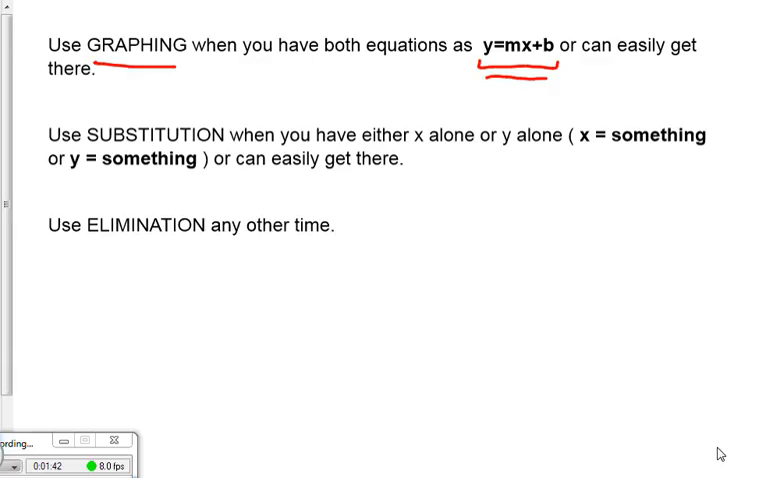When I would use substitution is when I have either x or y alone. It doesn't matter which one, but if I have x equals something or y equals something for at least one of my equations, then it'd be really easy to substitute that into our other equation. Lastly, elimination is probably the method you'll go to very last. If it's not easy to graph them, or not easy to use one and substitute it into the other, that's when you would use elimination.